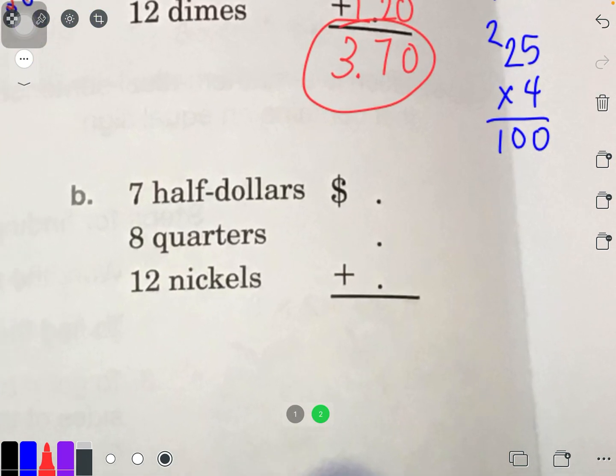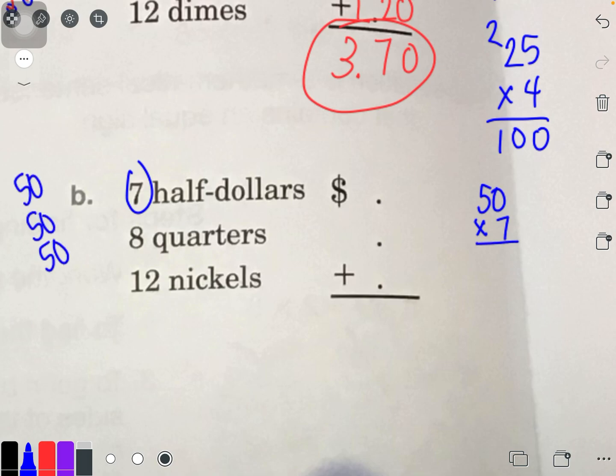Letter B. I've got half dollars again. Okay, so I've got 7 half dollars. But remember, a half dollar is 50 cents. So the 4th grade way of doing it would be 50 times 7. Yeah, you can write 50 out 7 times. Okay, but do you really want to? Nah, no, you don't. You'd rather do it the 4th grade way. So 0 times 7 is 0. 5 times 7, well, I know my 5 times tables. 5, 10, 15, 20, 25, 30, 35. 5 times 7 is 35. Now, it's not 350, it's $3.50.